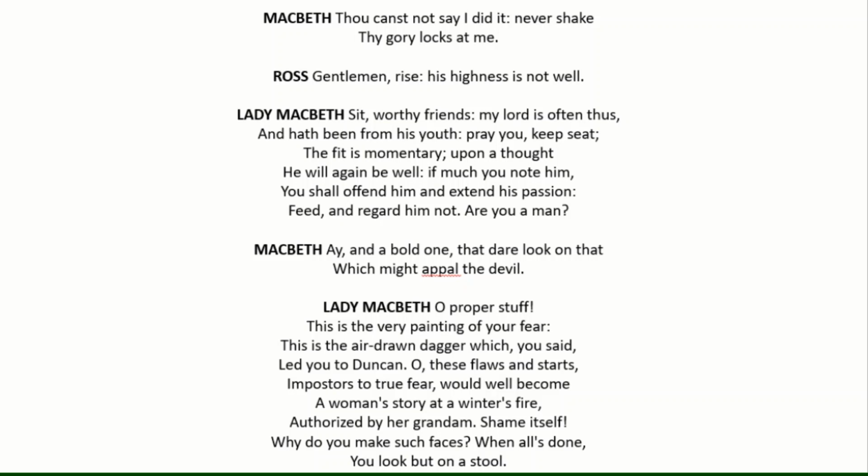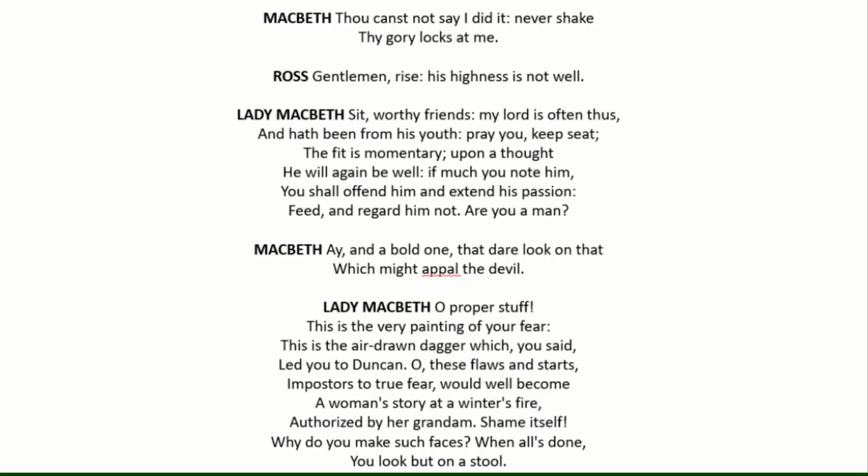Then she turns to Macbeth and says, are you a man? She convinces the lords that Macbeth experiences these fits and has done since childhood, and there's nothing to worry about. And that if the lords pay too much attention to him, they will extend his passion, extend his fit. She asks him to eat, sit, and not be concerned.